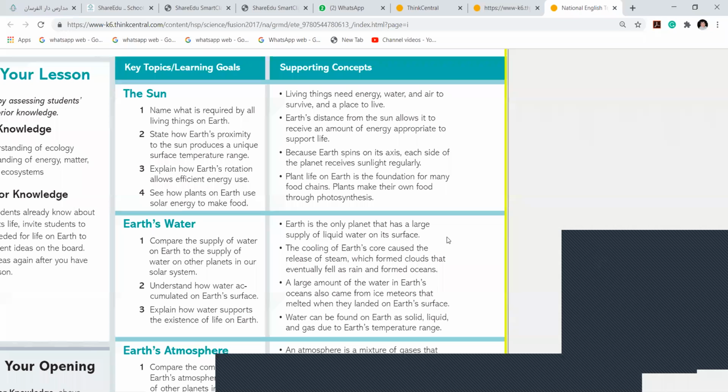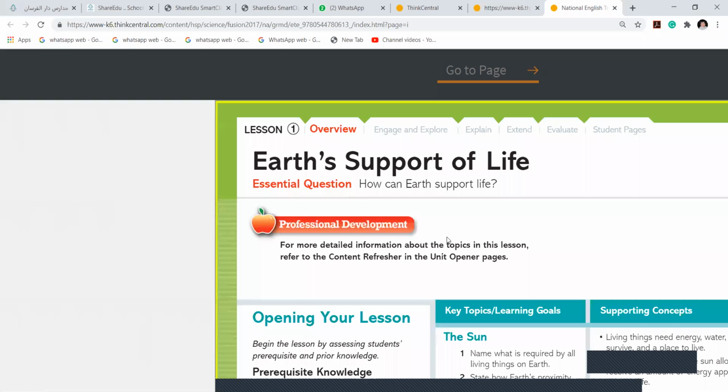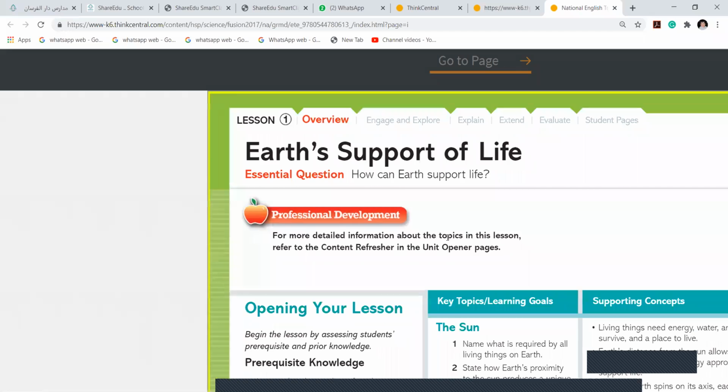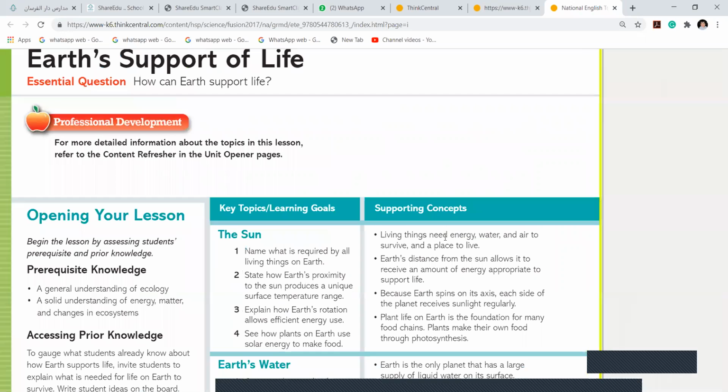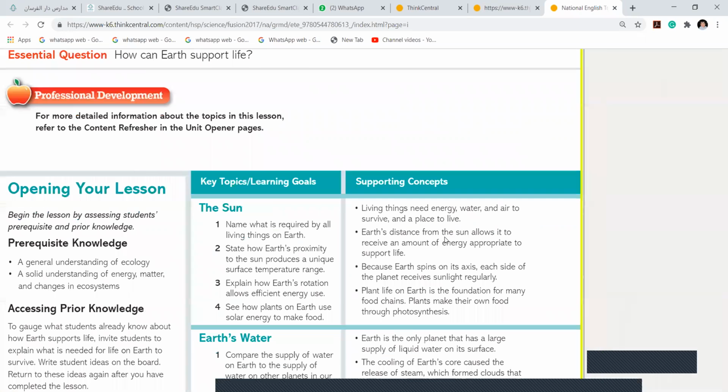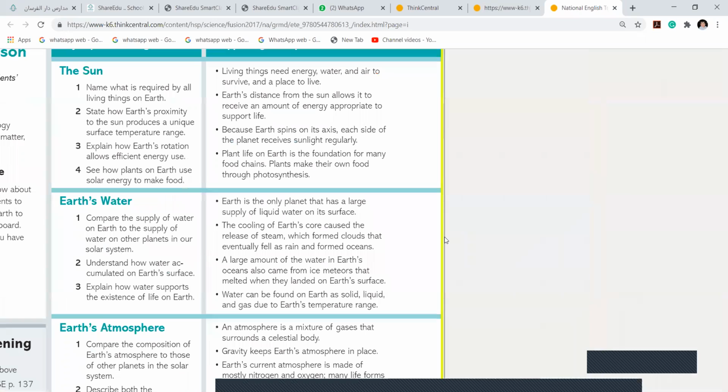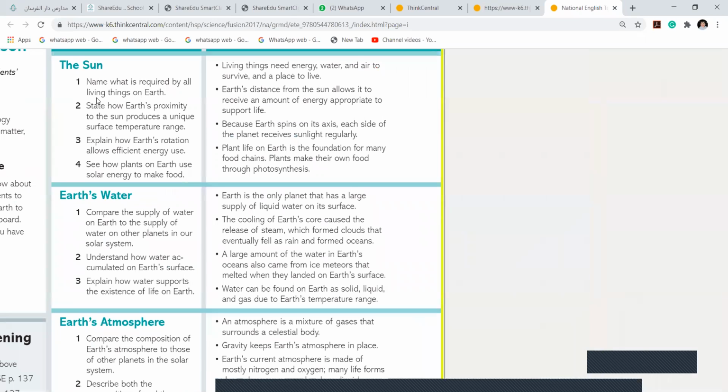So girls, now let us begin with the new unit. That is unit number 3, lesson 1, Earth supports life. We will quickly discuss how Earth can actually support our life. By the end of the lesson, you will understand more about ecology. These are the goals that you must know: what all living things require, of course the sun, and how Earth's proximity to the sun produces a unique surface temperature range.